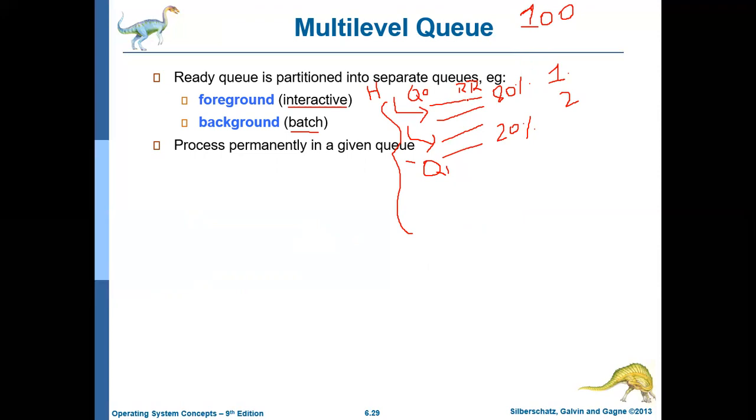Q0 follows the round robin scheduling algorithm. So here, if there are n processes, then for each of these n processes, the round robin will give Q amount of time, Q milliseconds.